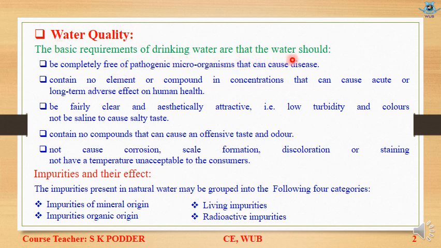The basic requirements of drinking water are that the water should be completely free of pathogenic microorganisms that can cause disease. That means the water should be completely free of pathogenic microorganisms which are responsible for disease. The water should contain no element or compound in concentrations that can cause acute or long-term adverse effect on human health.